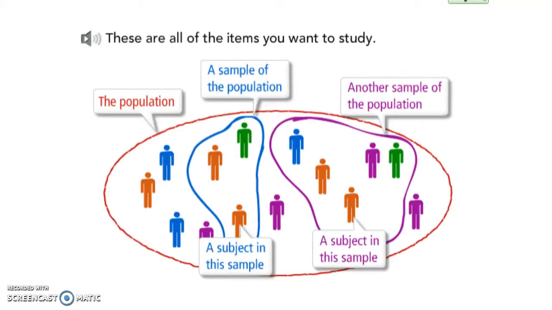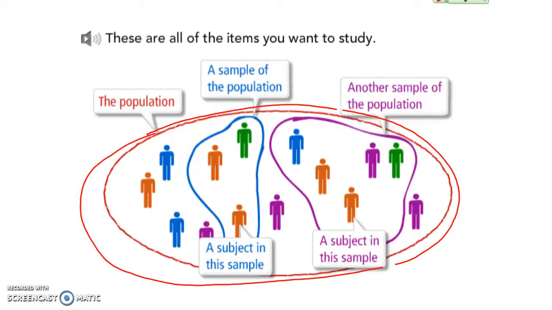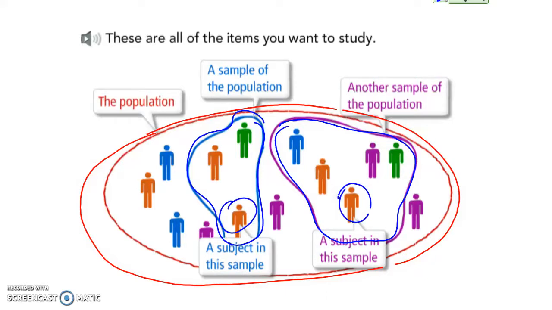Alright, so here we see a visual of what a population, a sample, and a subject would look like. The population is going to be the entire group. So here we see this big red circle around all these people. This is the population. A sample of the population, you see they've taken a couple different selections here and here. Each of these would be called a sample. And then a subject is just one individual person within that sample.